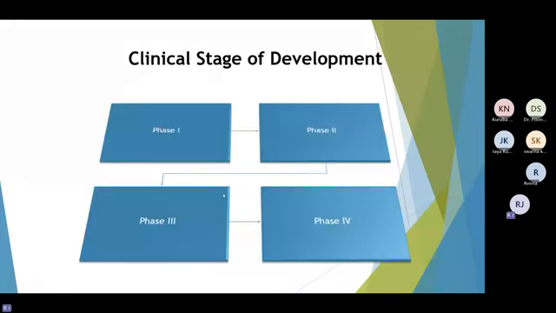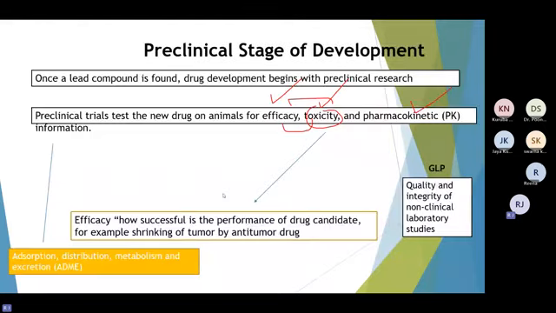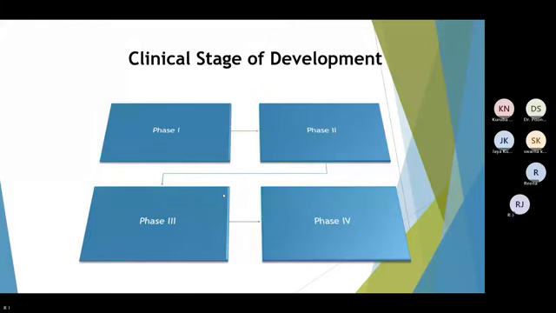So we have learned this so far. Now we have to start with the clinical stage of development. The clinical stage of development can again be divided into 4 steps: phase 1, phase 2, phase 3, and phase 4. Okay. We'll start with phase 1.